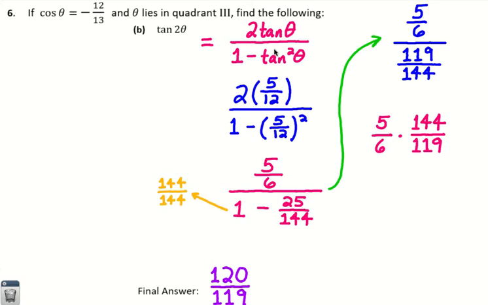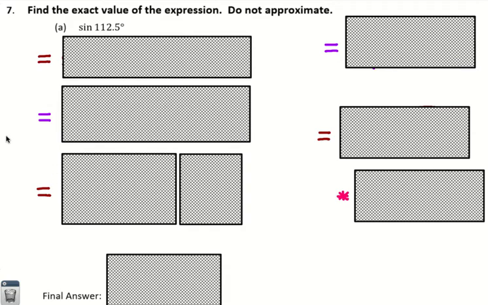Wow. So again, it was taking the tangent of 2 theta, looking at our formula sheet, changing it to this, because we were able to figure out what tangent of theta was. We plug it in, and so we got to here. But from here, there was so much simplifying to get to our final answer. Hey, it is what it is. Deal with it.